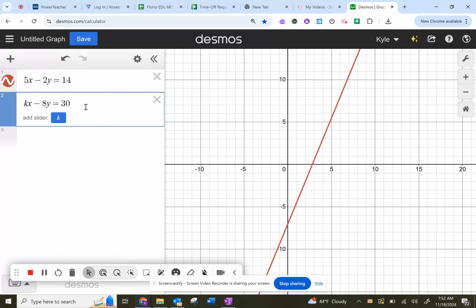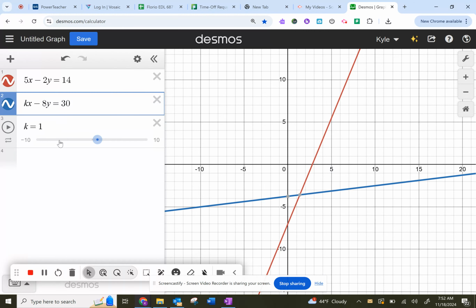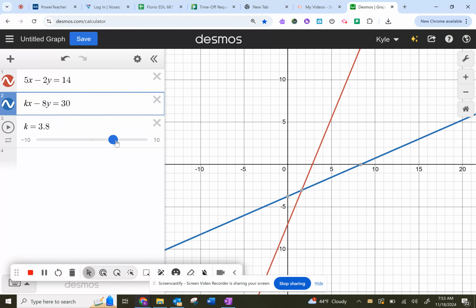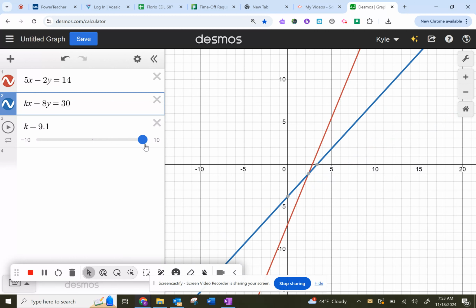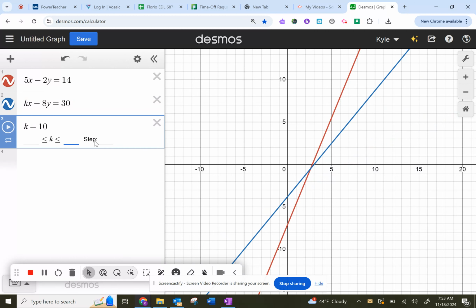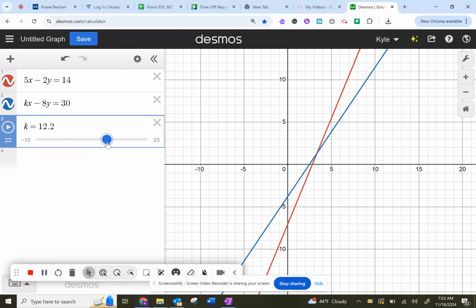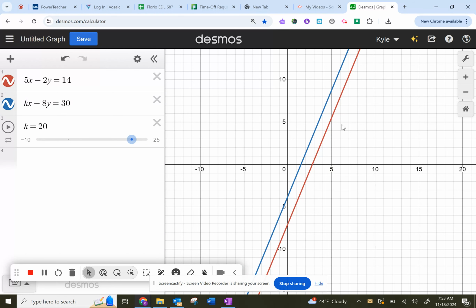Additionally, if you didn't want to do it that way, you can use this slider feature, and you can move this around until it's where you want it to be. Now it only goes up to 10. So if I made that 10 go up to, let's just go up to 25, now I can make this k a little bit bigger. This slider allows you to play with different values of k and see what happens. And we figured out that 20 is the value that makes them parallel. So you could also use the slider feature there.